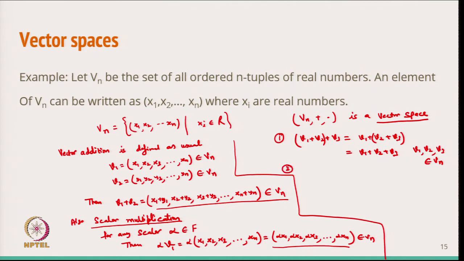The second one is that now, after the associativity, we want to define the 0 element.